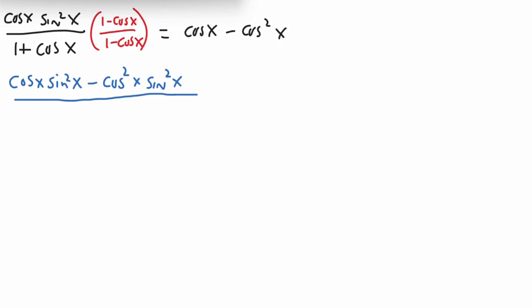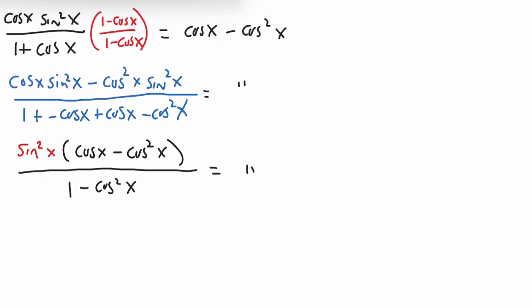Then for the denominator, you want to do FOIL. So you want to do first, outer, inner, last. So first, 1 and 1. Outer, negative cosine x. Inner, cosine x. Last, negative cosine squared x. Right, so let's simplify the left side. In the numerator, you can factor out a sine squared, and then in the denominator, you'll notice that the negative cosine x plus cosine x goes away. So you're just going to be left with 1 minus cosine squared x on the bottom.